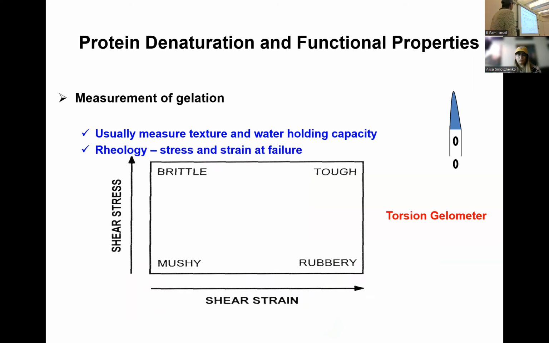We can also determine rheological properties of the gel. We don't do that in our lab. I'm not a rheology person, but usually when you read papers, sometimes you read G prime and G double prime and all this that I don't like, so I don't do it. But it's basically looking at shear stress and shear strain, and at different values, you can determine whether your gel is brittle, rubbery, tough, mushy, and so on.